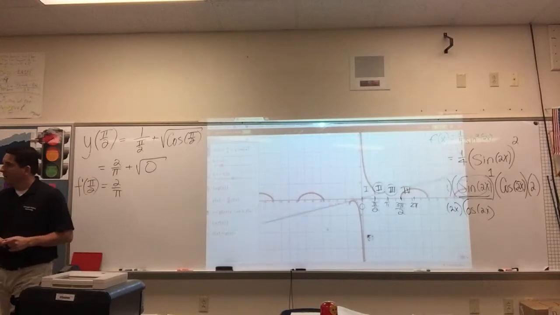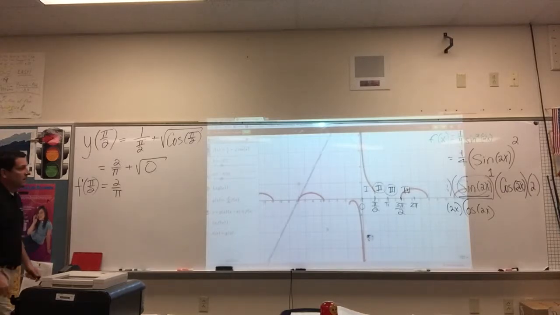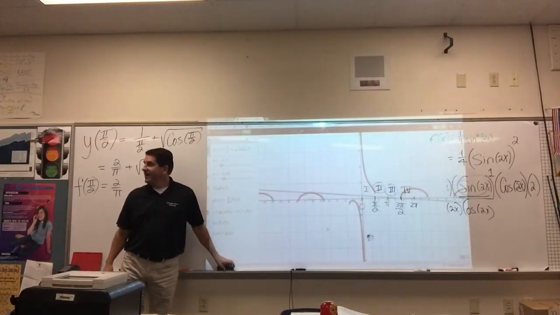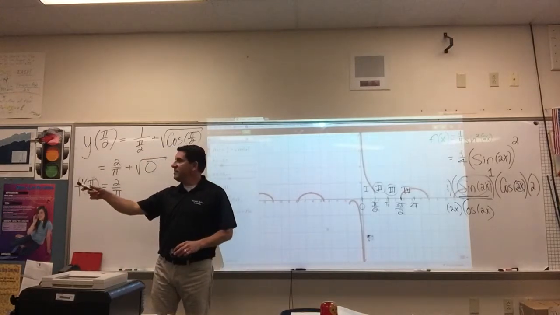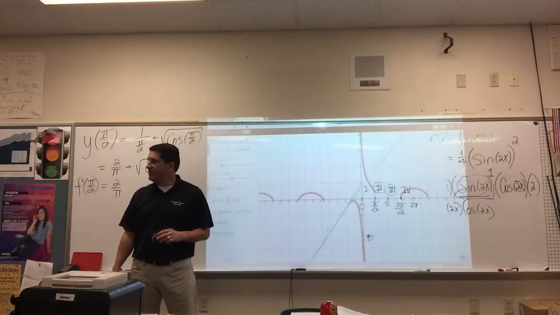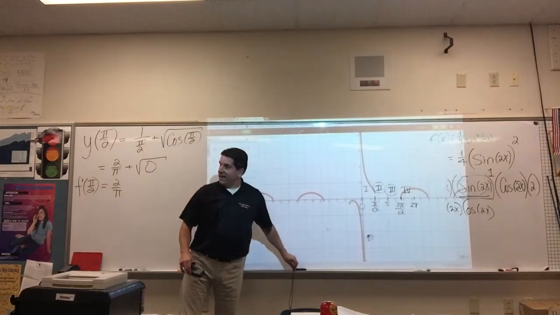Do people ever graph imaginary numbers? You graph imaginary numbers on a complex plane, and you get fractals. You get these things. That's why it's called fractals. The Julia set and the Mandelbrot set are the two most famous fractal sets.